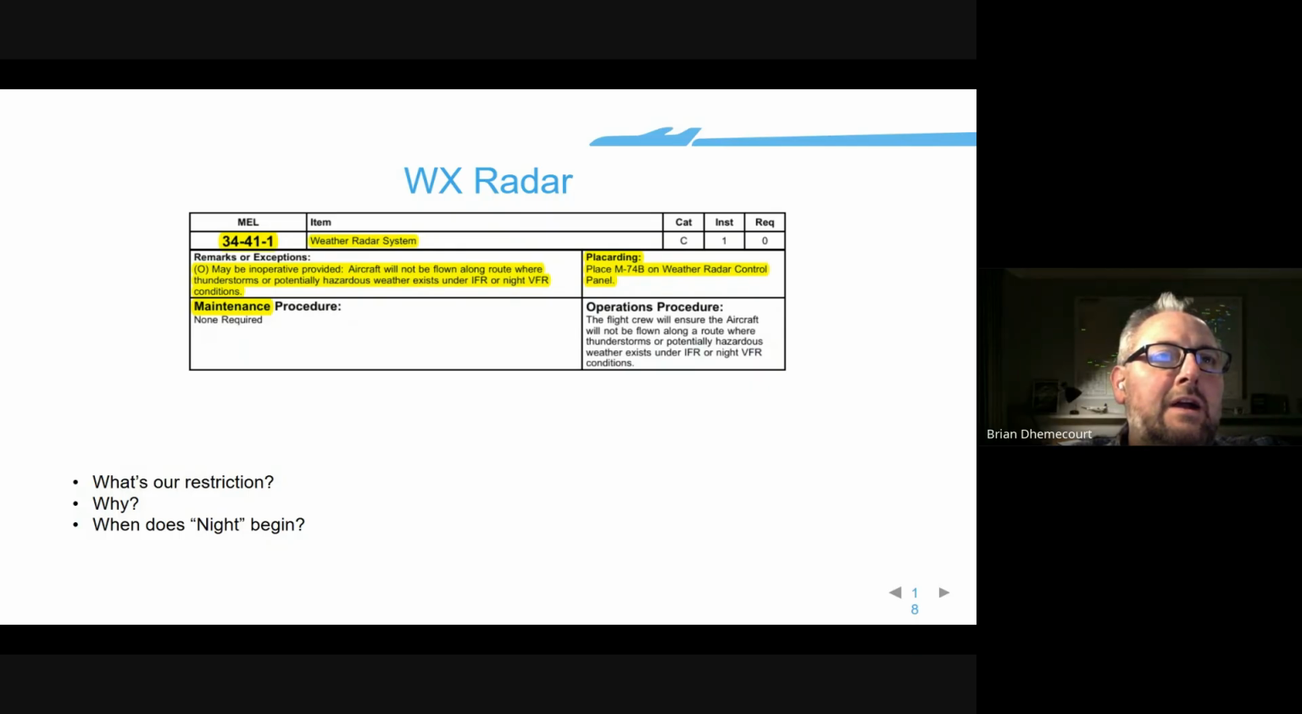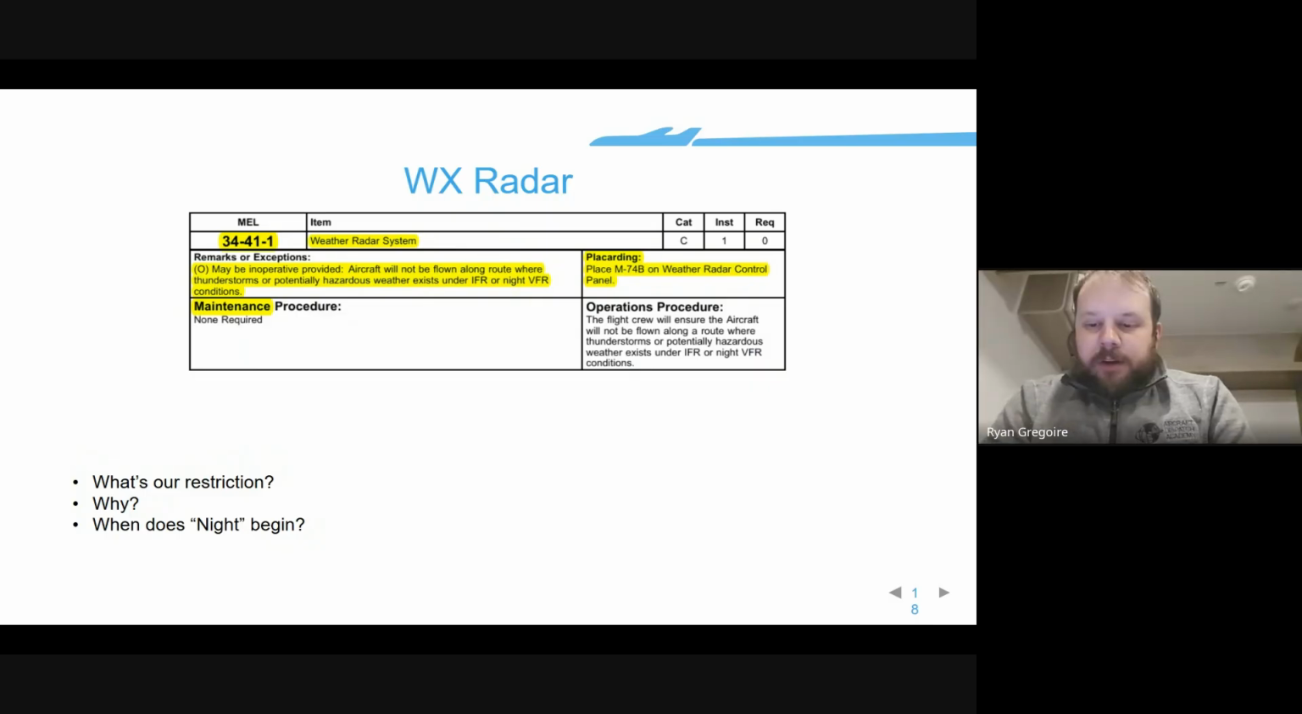If you have a potential for thunderstorms along your route under IFR and night VFR conditions, then you can't go. So, you cannot fly a route where thunderstorms or potentially hazardous weather exists under IFR conditions or nighttime VFR, essentially. Can't really operate around hazardous weather if we don't have a weather radar.